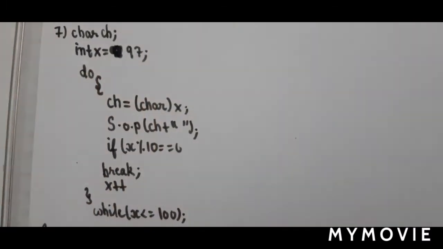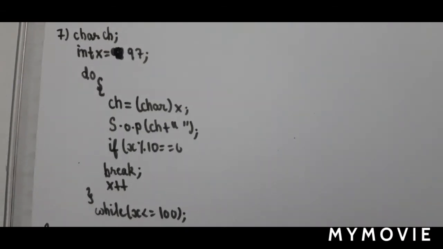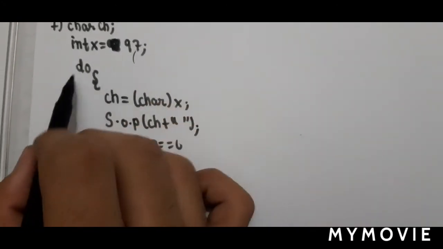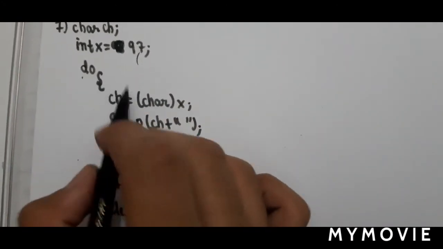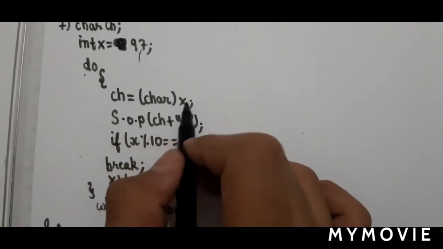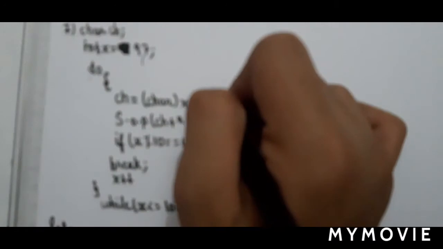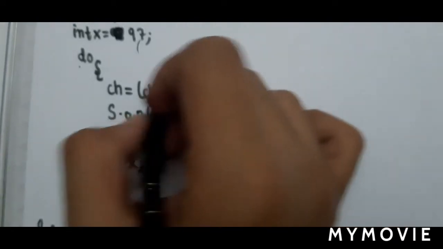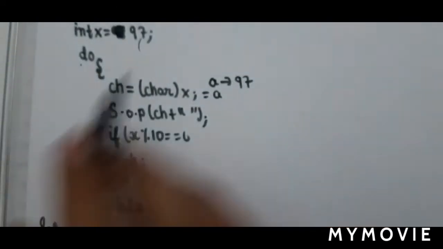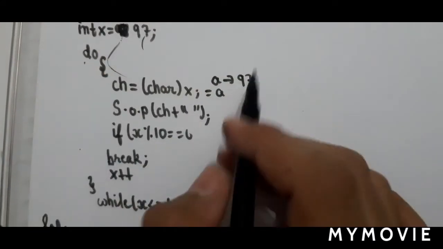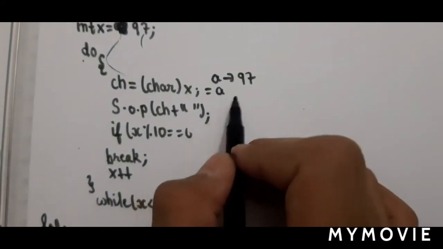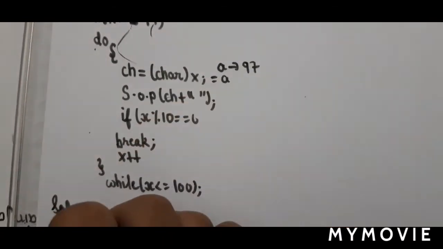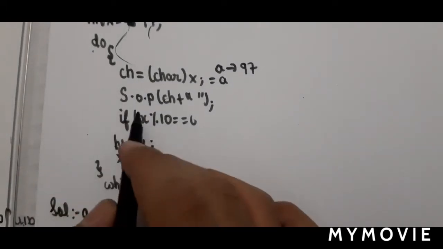So friends, this is our seventh question. You should find the output of this question. Here char ch and int x, whose value is 97. So it enters the do while loop. Here ch is equal to (char) x. Small a's ASCII code is 97. So here ch value becomes a. Instead of 97, it places its character value, which is a. So here it prints ch, which is a, so it prints a here, and again it comes down.